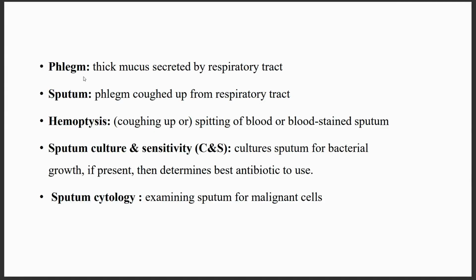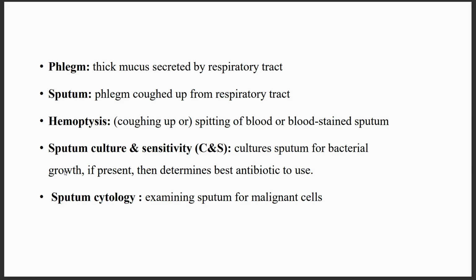And then we have phlegm. These are thick mucus secreted by the respiratory tract. Sputum: phlegm coughed up from the respiratory tract. Hemoptysis: coughing up or spitting of blood or blood-stained sputum. And then sputum culture and sensitivity, C and S. This cultures sputum for bacterial growth, and if present, determines the best antibiotics to use. And then sputum cytology: examining sputum for malignant cells.